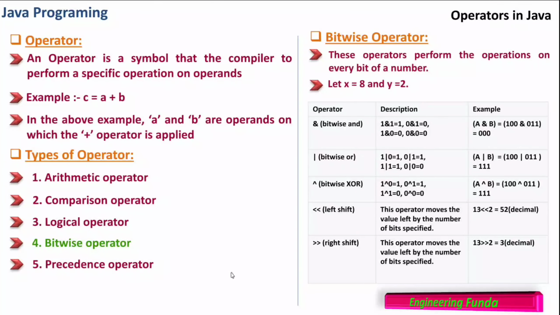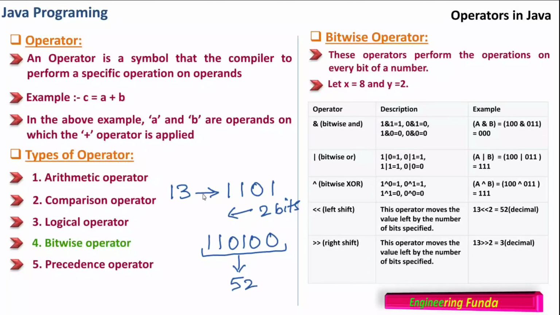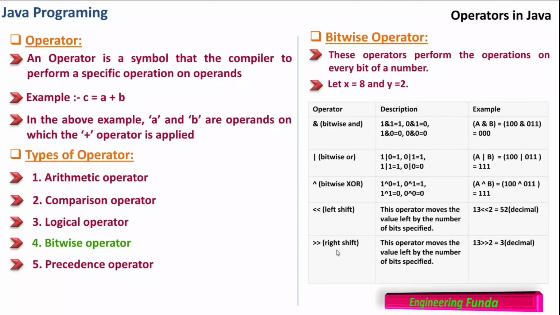So if you look at this, 13 has the binary representation as given here, and we are shifting this by 2 bits on the left hand side. Shifting that onto the left hand side will add 2 more zeros, and the new number formed with this binary representation is 52.